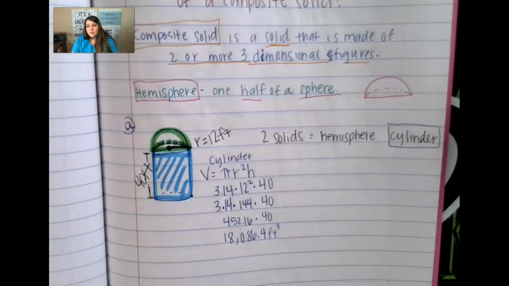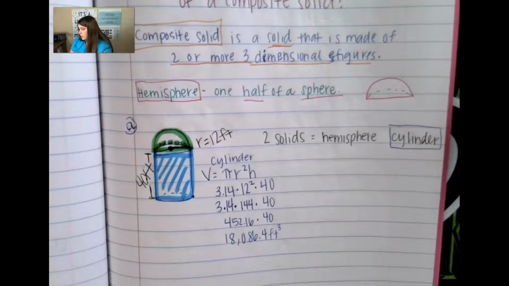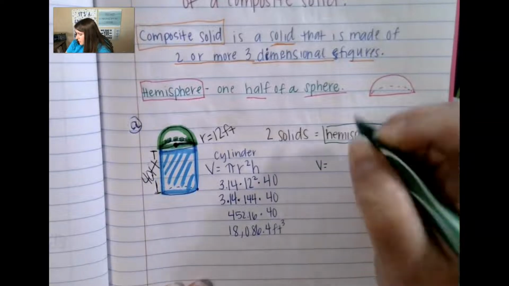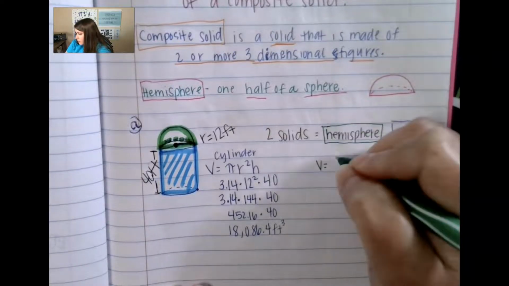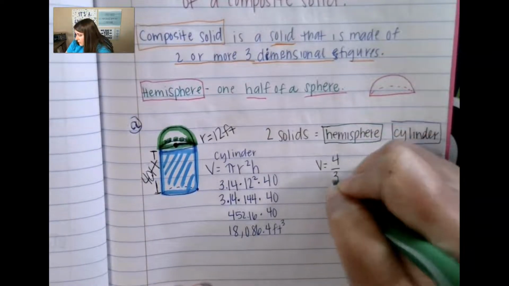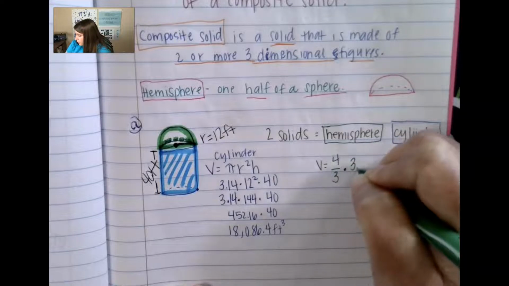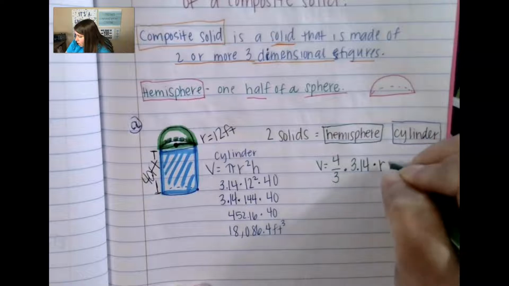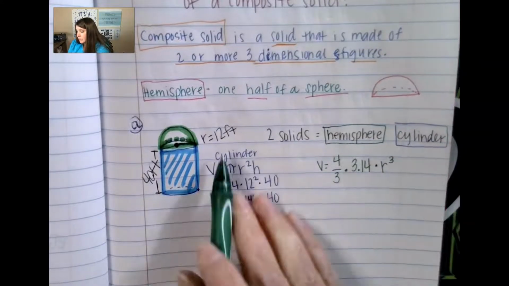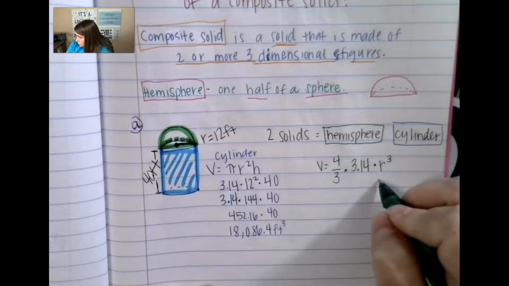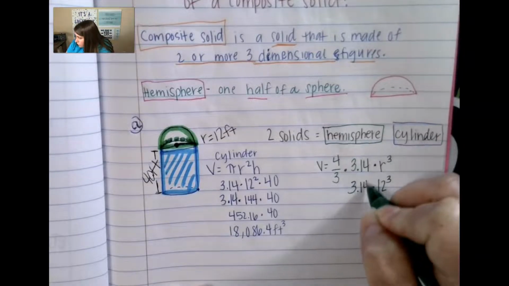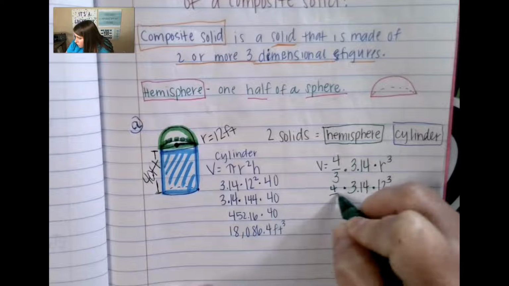So when we found the volume of a sphere, oh my gosh, missing letter. Volume of a sphere, we did 4 over 3 times 3.14 times r cubed. Okay, so our r is 12, so we're going to do 12 cubed times 3.14 times 4 over 3.